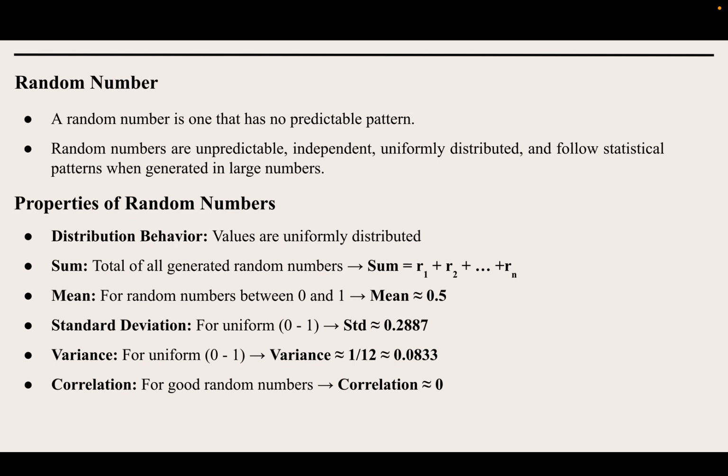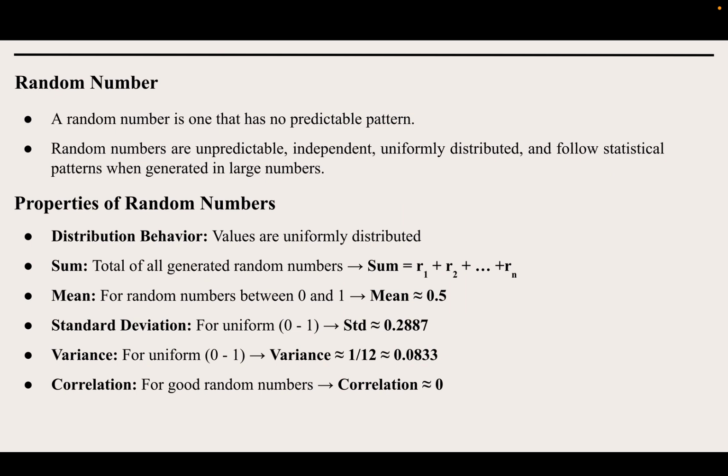Also the variance, which is nothing but the square of our standard deviation, shows the dispersion of the data, that is, how much the generated values have dispersed. We can predict that by using the standard deviation, and in a typical case, this variance value we can get as 0.0833.